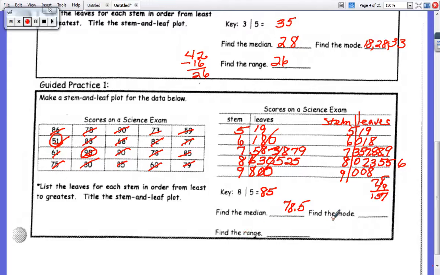And there are, again, 3 numbers that are 2 each. So the mode is 78, 85, and 90. And when we take the highest number, which is 98, and subtract 51 from it, we end up with 47, which is our range.